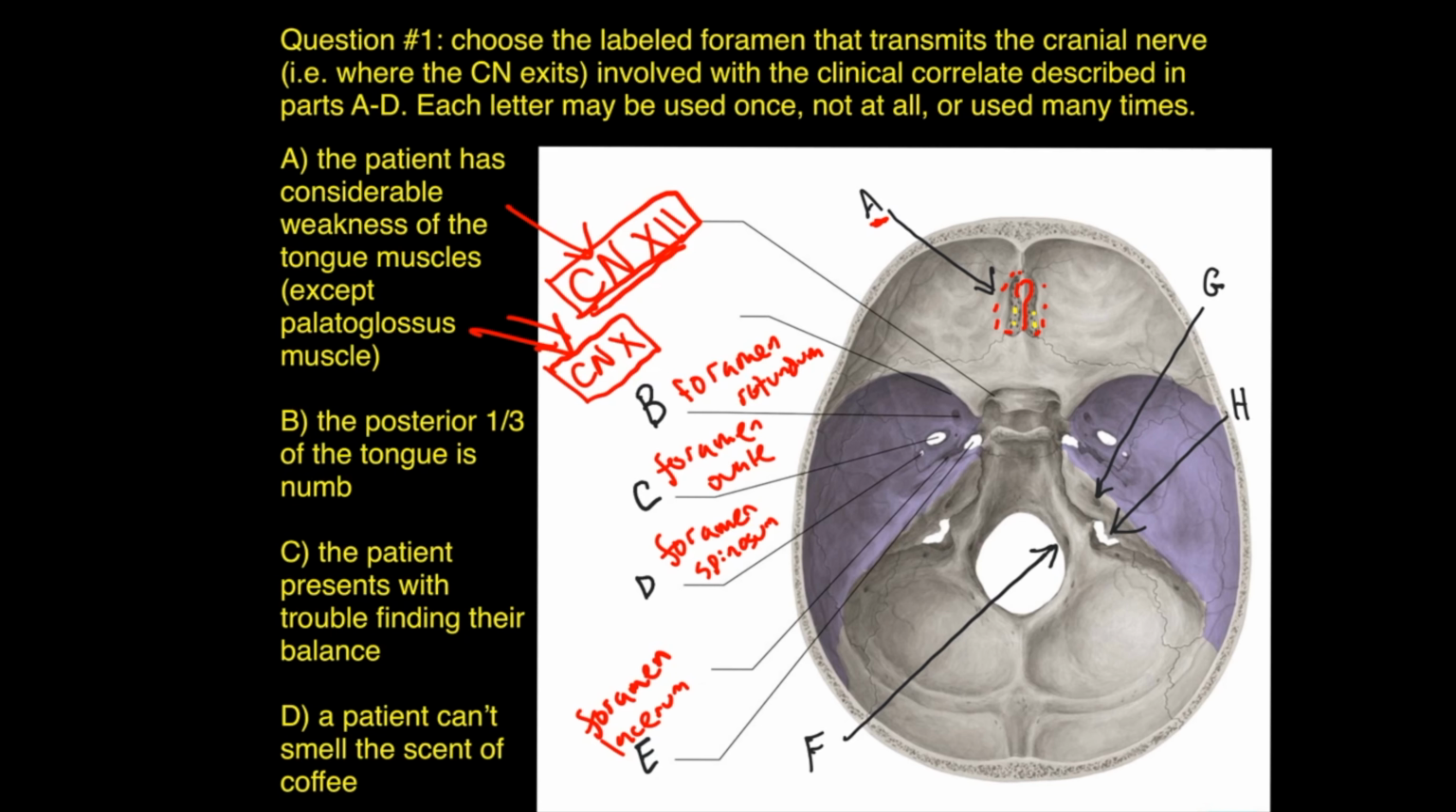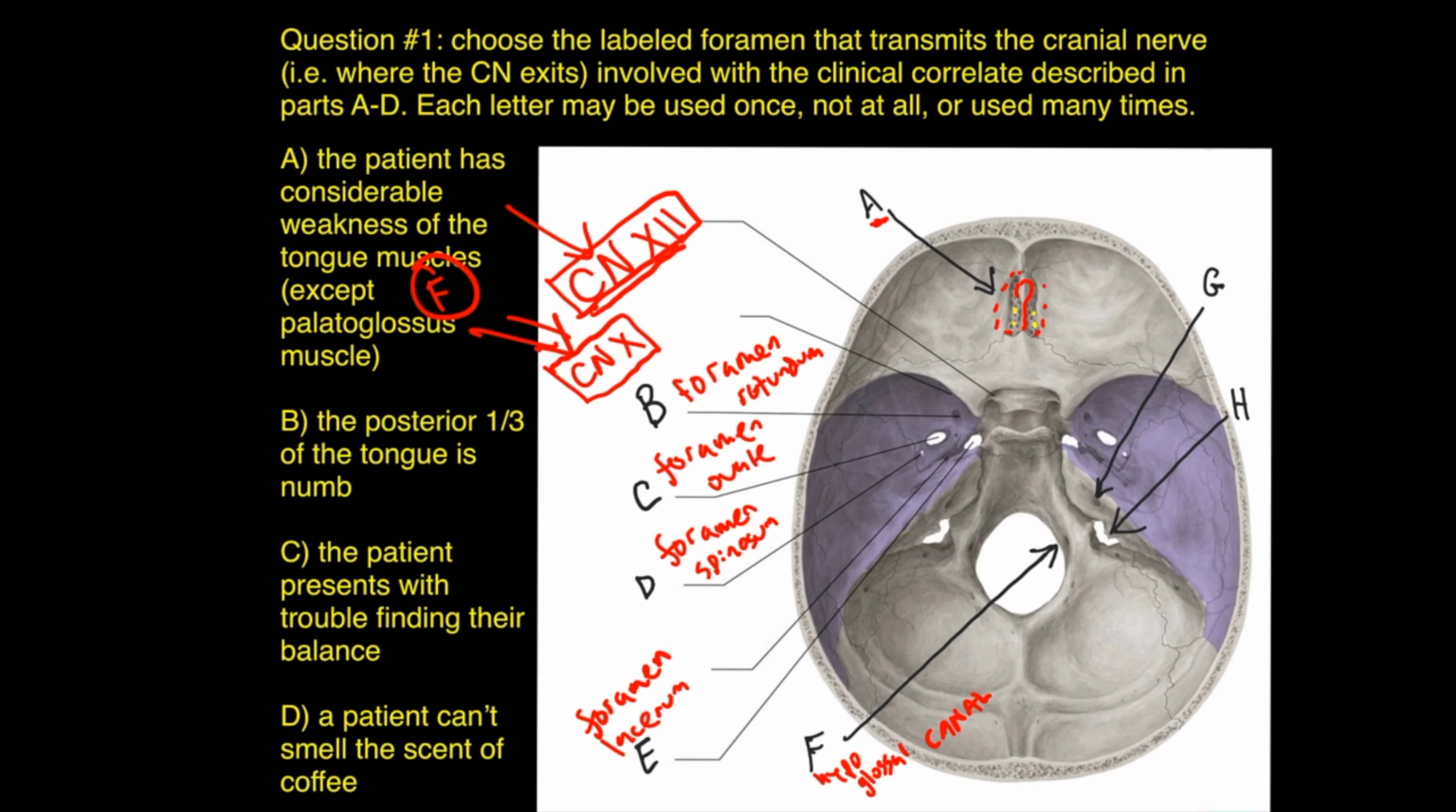Letter F looks like it's pointing to which structure? Yeah, that's actually my hypoglossal canal. So answer choice for letter A here has to be F, right? So it's got to be that hypoglossal canal, because we figured out the cranial nerve 12 innervates the tongue muscles.